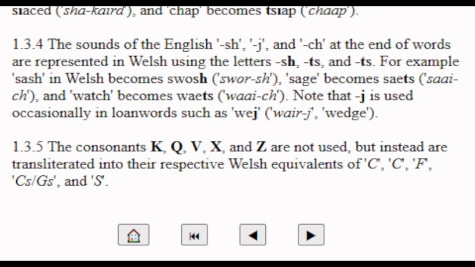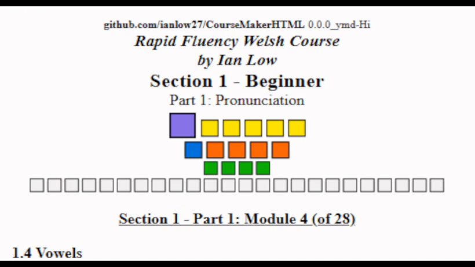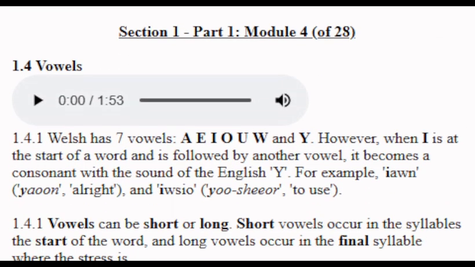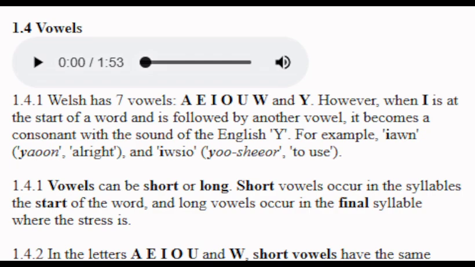So these are the Welsh consonants, and I'll just click on the next button to move to the next module, which is Module 4, about the Welsh vowels. And I'll just click on the audio file over here.